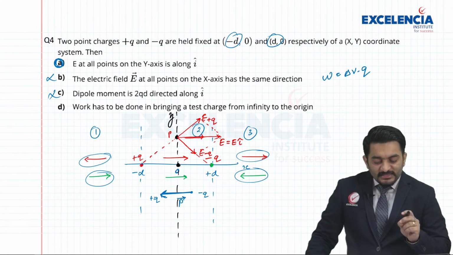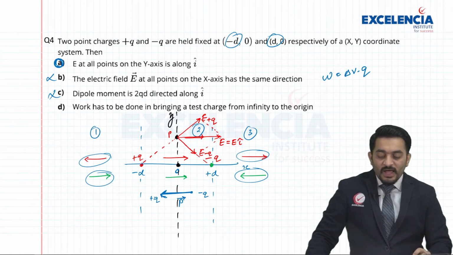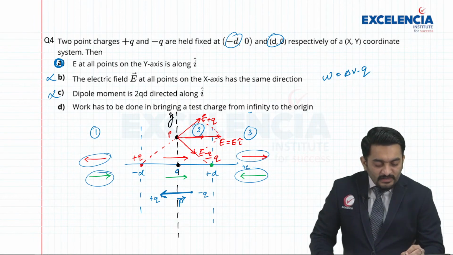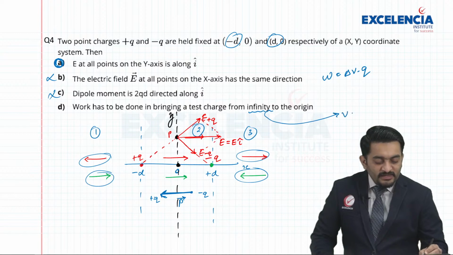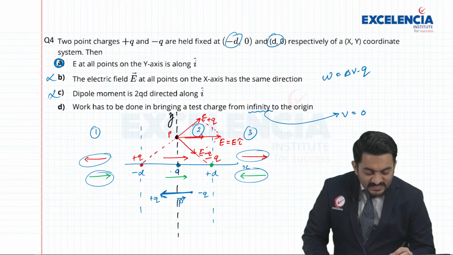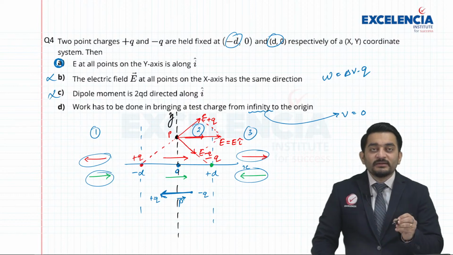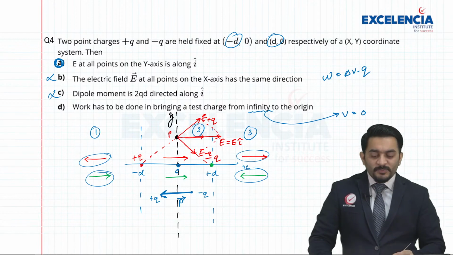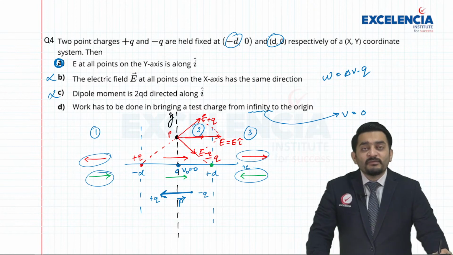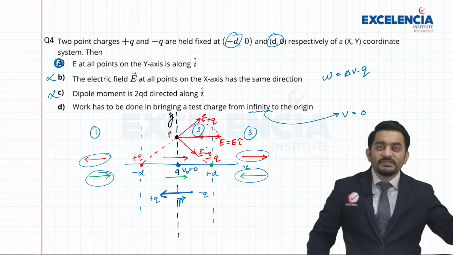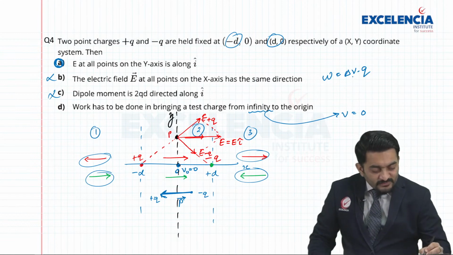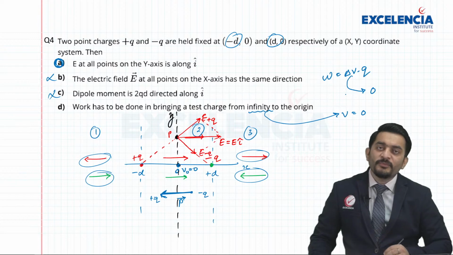Now when you see this particular option, that work has to be done in bringing, look here: when you talk about infinity, the potential at infinity is 0. When you talk about the origin of the dipole, the center, when the two opposite charges are present, the potential at the center is also going to be 0. So you are going to move a charge from 0 potential to 0 potential. That means your change in potential is also going to be 0.